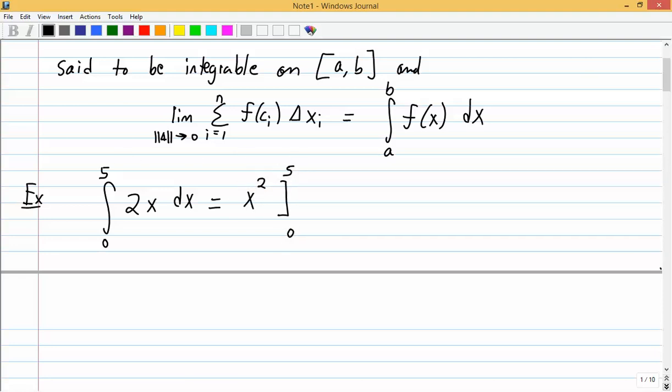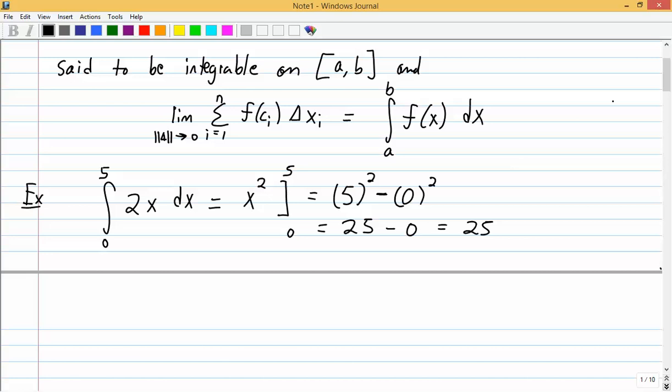I'm just copying over the limits again here, and that reminds me that I need to evaluate these now in my answer. The way you do that, you plug in the upper limit of integration, the 5 here, so you'll have 5 squared, and then you always say minus, and then you plug in the bottom limit, and that'll be 0 squared. So my answer is 5 squared, which is 25, minus 0 squared, which of course is 0. So my answer is 25.